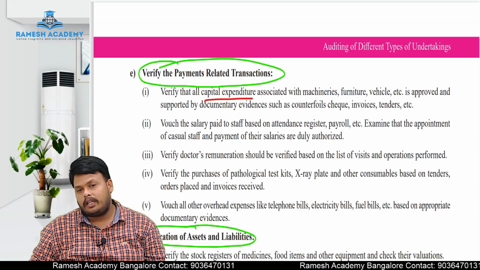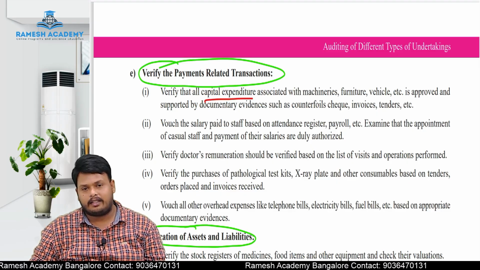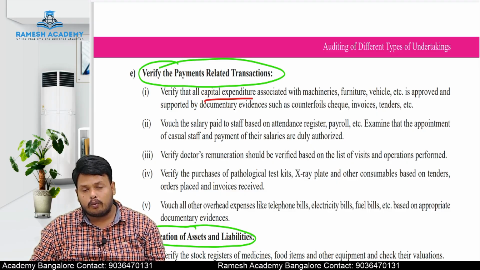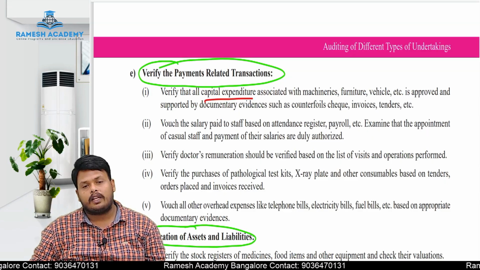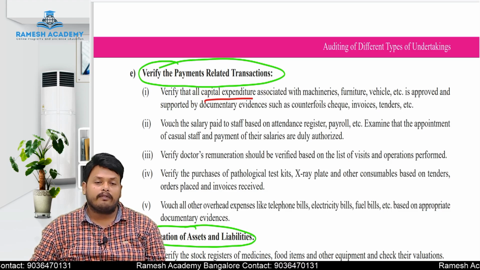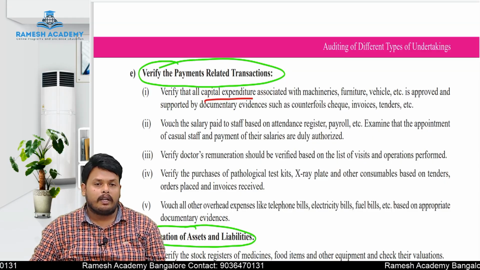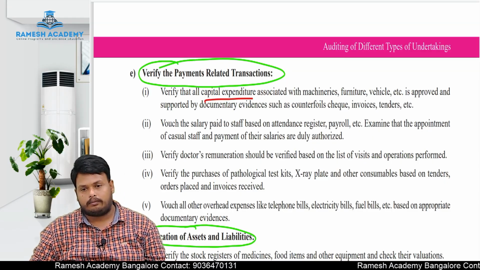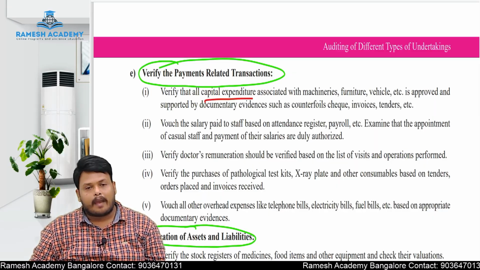So being an auditor, the auditor has to verify the physical existence of all these assets and the payment made towards these assets, whether it is a capital asset or revenue expenditure. That also the auditor has to verify. In the case of capital expenditures, the auditor has to see whether it has been properly authorized by the board or not. Without the prior permission of the board, they should not spend on capital expenditure.